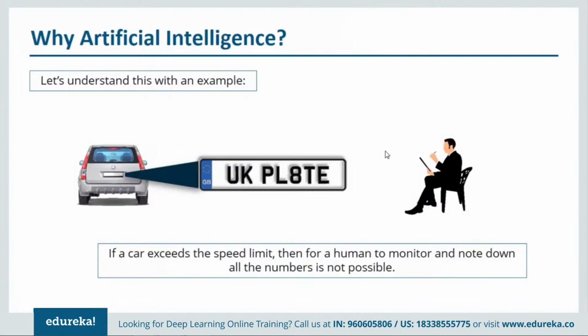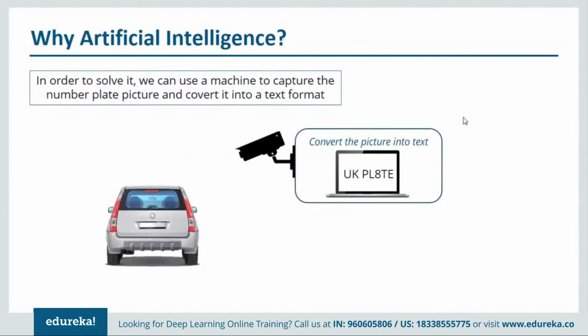Now let us see another approach to this particular problem. We can make use of cameras that will click the picture of the car that exceeds the speed limit, and then we can convert that picture into text. For example, we have UKPLATE. In this way, the risk of human error has been reduced, and at the same time, machines never get tired. Because of that, you can capture all the images of cars that cross the speed limit.